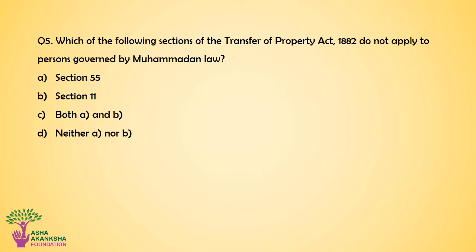Question number 5. Which of the following sections of the Transfer of Property Act 1882 do not apply to persons governed by Mohammedan law? Option A, Section 55. Option B, Section 11. Option C, both option A and option B. Or option D, neither option A nor option B. The correct answer for this question is option B, Section 11.